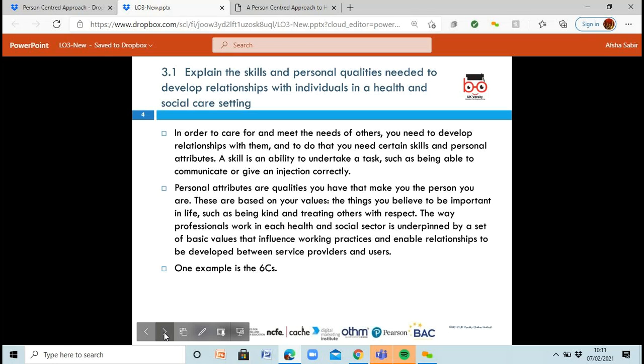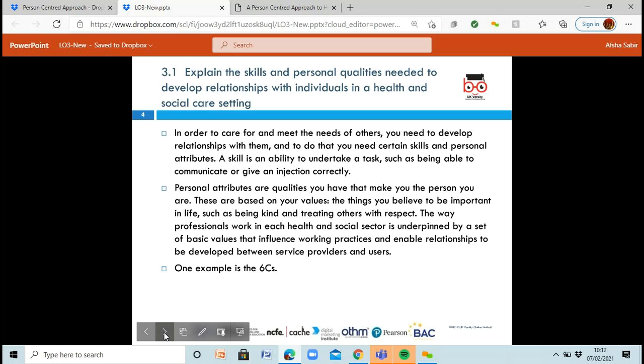So these personal attributes, they're about you. It's what makes you as a person. They're based on your values, what you think is important in your life. You know, things like maybe being kind and treating others with respect. You might want to treat somebody the way they will treat you. So if you're going to treat someone rudely, you're not going to expect someone to be extremely respectful to you. So treat them the way you want to be treated.